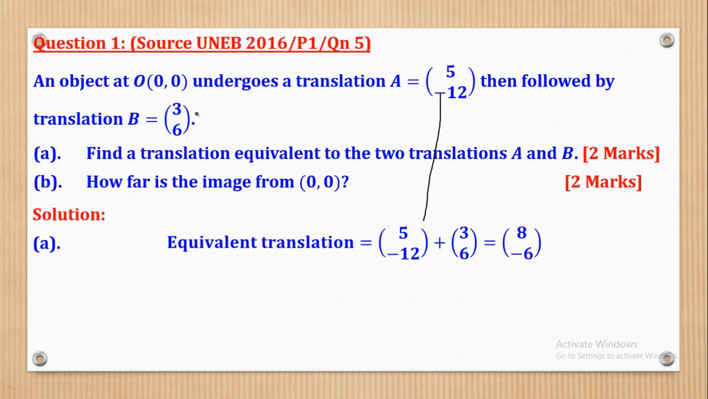Therefore A is here and B is here. When you add the two, you come up with 5 plus 3, which is 8, and negative 12 plus 6, which is negative 6.